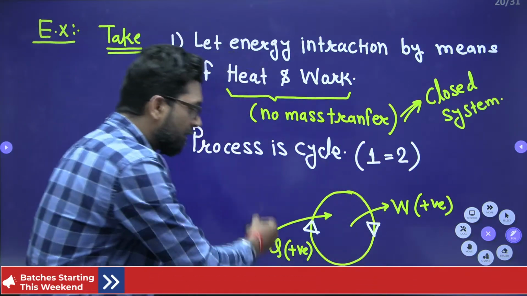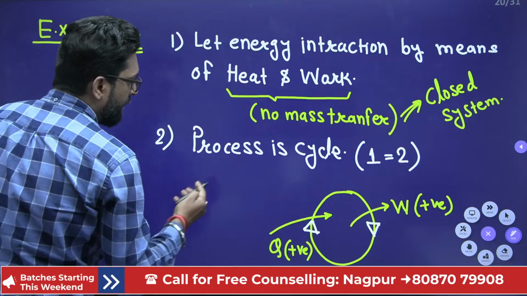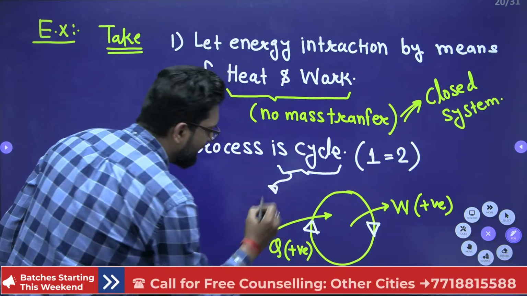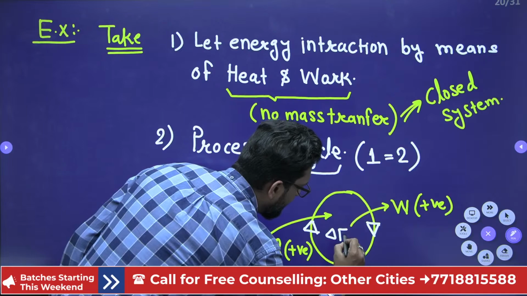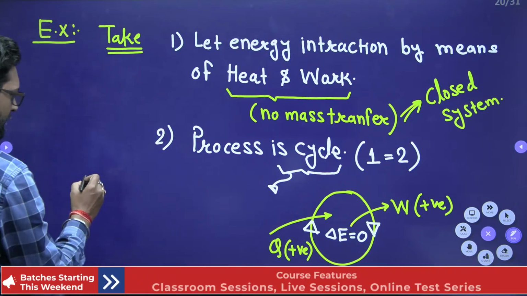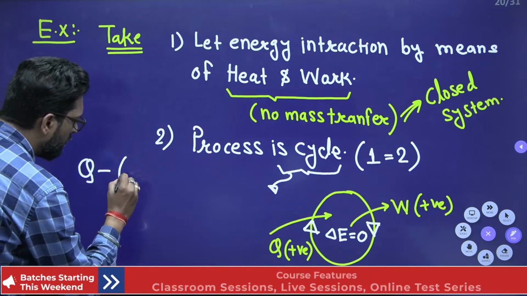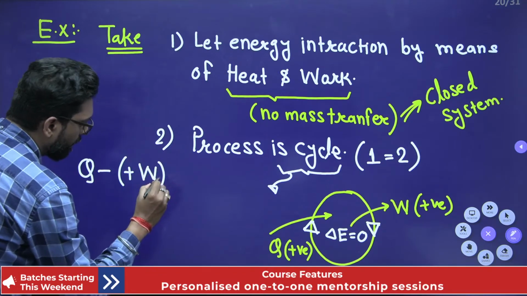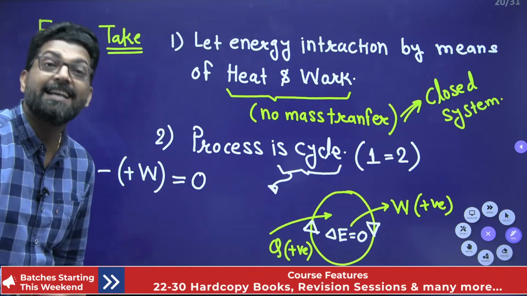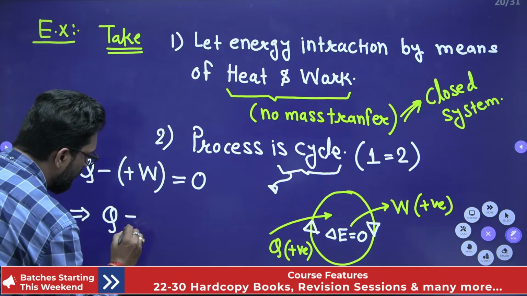So this is our cyclic process, and we will only take heat and work interaction. How to write? If this is a cyclic process, then the change in internal energy, the total energy, is 0. Yes or not? That means if you apply that, what is in, Q, minus what is out, W, is equal to delta E, that is 0. Why? Because this is a cyclic process. So what is your equation? Q is equal to W.